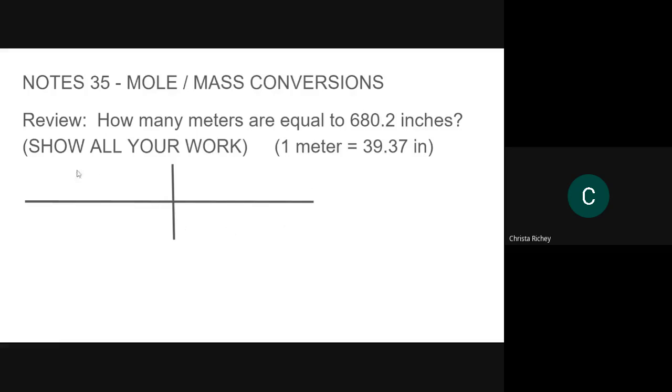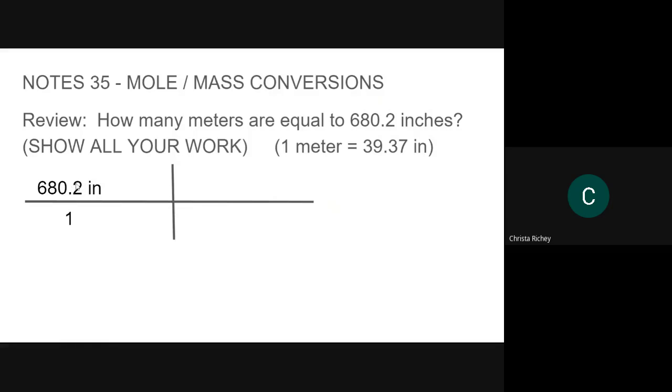These conversion crosses, this is how I normally work my problems. If you have one up and down line, that's indicative of a one-step problem. If you would have another up and down line, and then this would be extended, that would be indicative of a two-step problem. But you know how many steps you have because you have a starting substance, in this case 680.2 inches, and your unit that you're starting in is not what you want it to be.